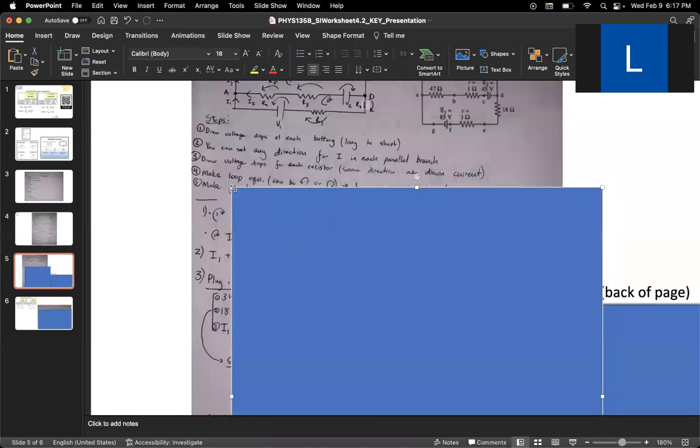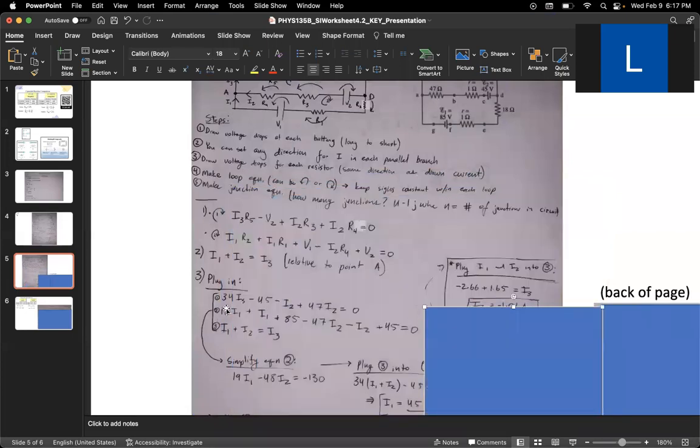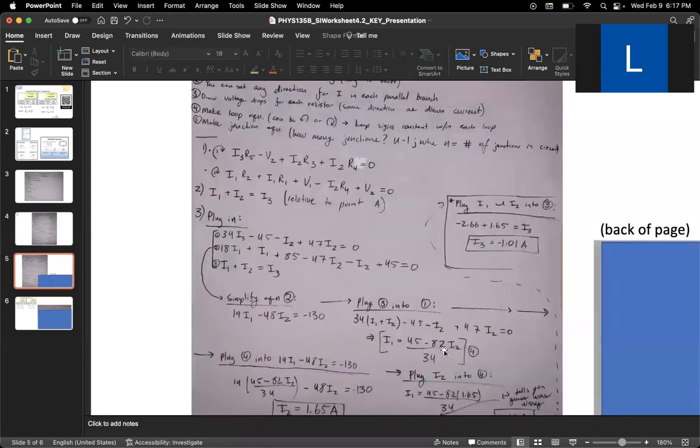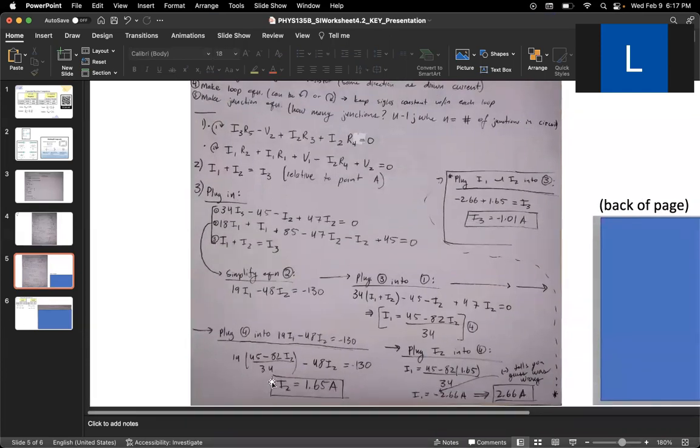Next, we're just going to plug everything in. I plug in all my resistance values right here. I'm going to simplify equation 2. I'm going to plug equation 3, the junction equation, into equation 1, and solve for I1, and call that equation 4. I'm going to plug equation 4 into the simplified equation 2, and now I have a value for I2. Next, I plug I2 into equation 4. Here we go, and I come out with a negative. A negative tells you your guess was wrong.